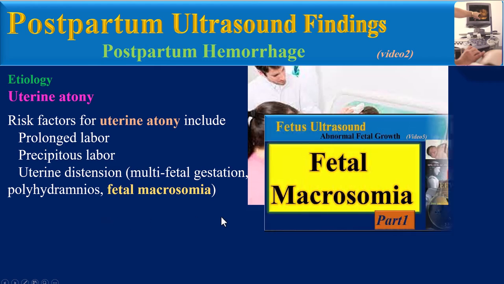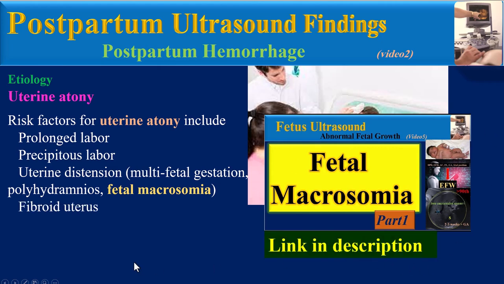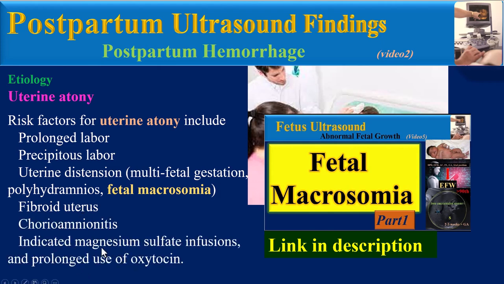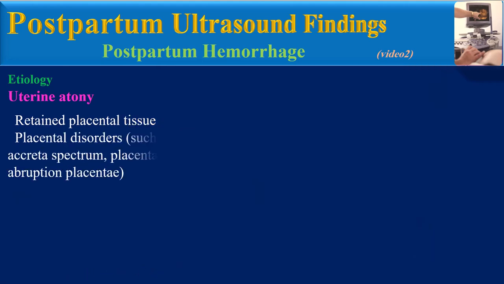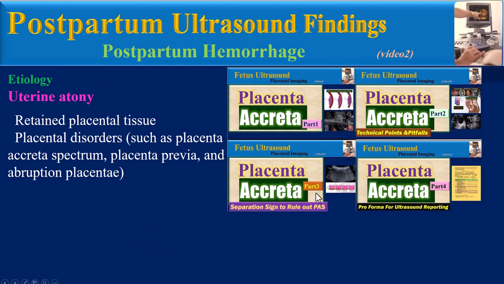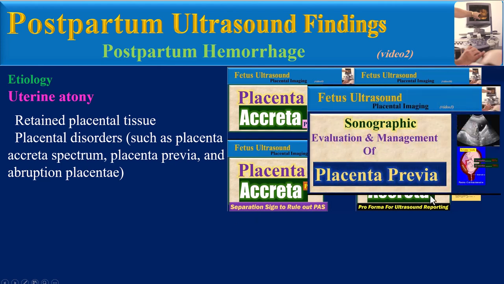Risk factors for uterine atony include prolonged or precipitous labor, uterine distension due to multifetal gestation, polyhydramnios, fetal macrosomia. You can find a full explanation about fetal macrosomia in this video. Fibroid uterus, chorioamnionitis, magnesium sulfate infusion, prolonged use of oxytocin, retained placental tissue, and placental disorders such as placenta accreta spectrum, placenta previa, and placental abruption.